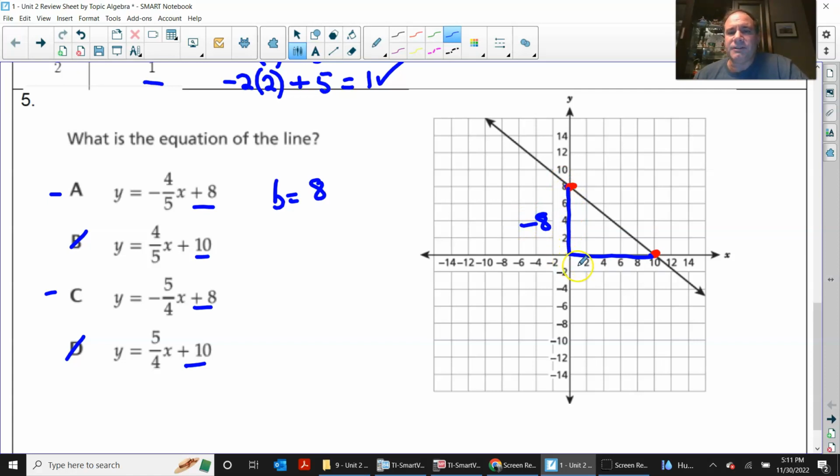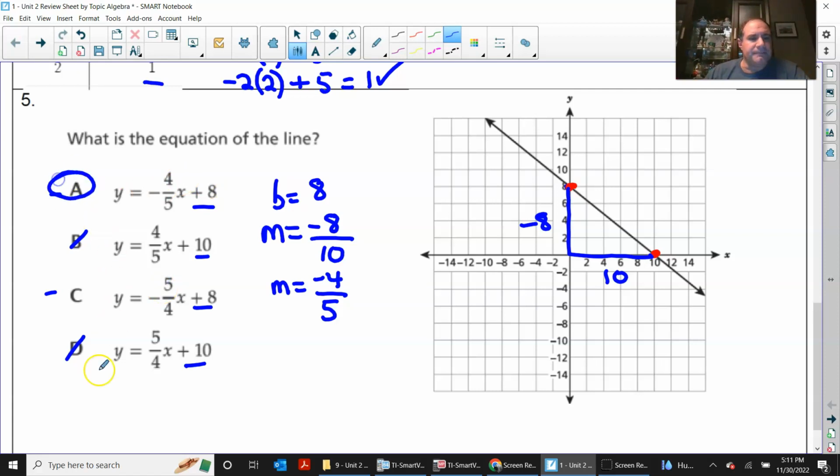Now, going from 0 to 10, 2, 4, 6, 8, 10, I'm going to go 10. So my slope is negative 8 over 10, and then I'm going to reduce that to negative 4 over 5. It's not negative 5 over 4. Remember, rise over run. So this is your answer.